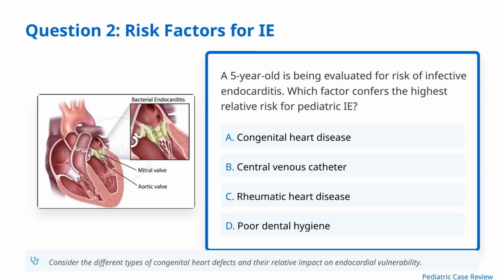Question 2. A 5-year-old is being evaluated for risk of infective endocarditis. Which factor confers the highest relative risk for pediatric infective endocarditis? The options are A. Congenital heart disease, B. Central venous catheter, C. Rheumatic heart disease, or D. Poor dental hygiene. As you consider this question, think about the different types of congenital heart defects and their relative impact on endocardial vulnerability compared to other risk factors.